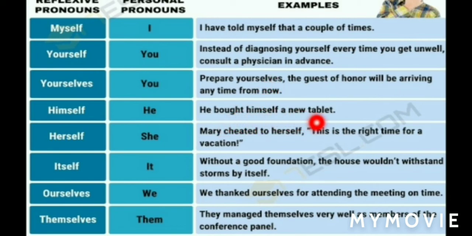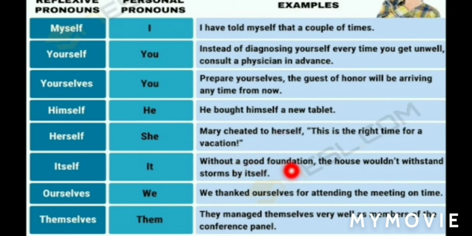He bought himself a new tablet. Another example, himself is an object, that's why it is also a reflexive pronoun. Mary treated herself. This is the right time for a vacation. Now, treated whom? Herself. An object, so that's why it is a reflexive pronoun.